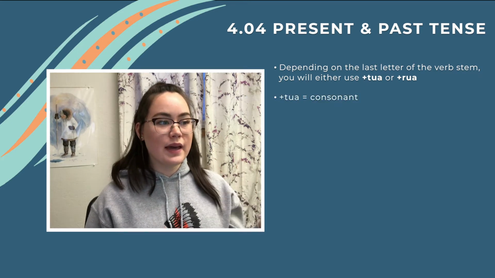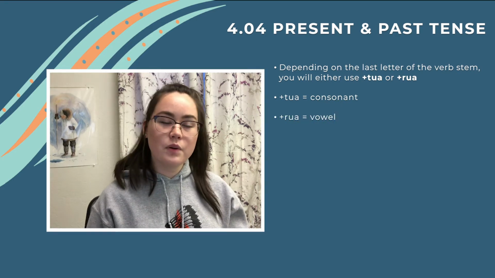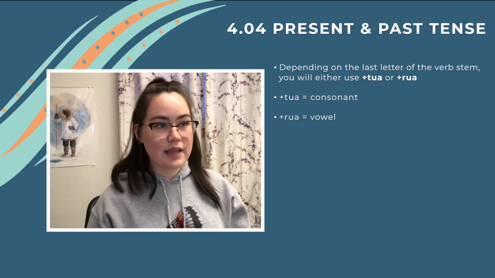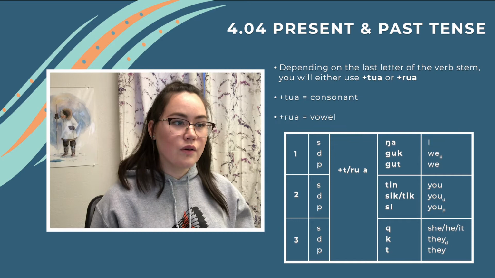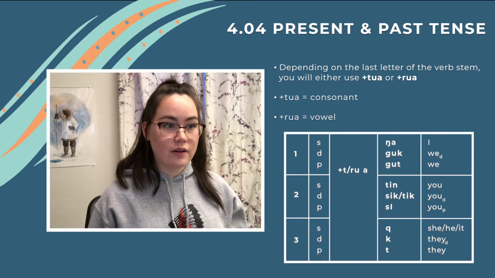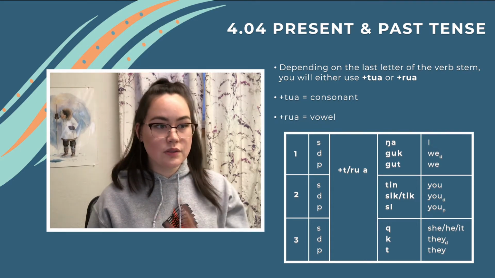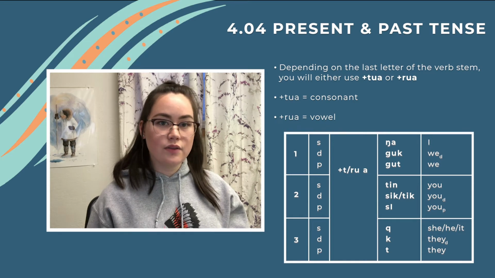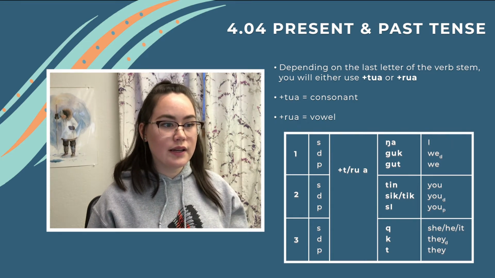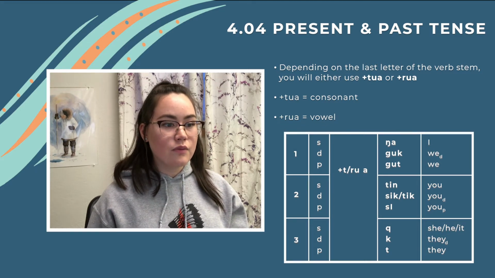When you have a verb stem that ends in a consonant, you will use toa. When you have a verb stem that ends in a vowel, you will use roa. So for example, roanga or toanga, I; roaruk, toaruk, we two; roarut, toarut, we three or more; roatin, toatin, you; roasik, toasik, you two; roasi, toasi, you three or more; toak, he, she, or it; roak or toak, they two; rot or tot, they three or more.